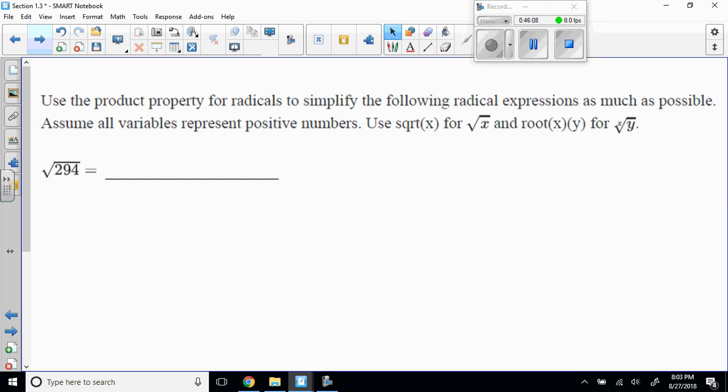All right, so square root of 294, right? We have to simplify it. You said use product properties to simplify this. Okay, guys, square root of 294. This is how I teach it.